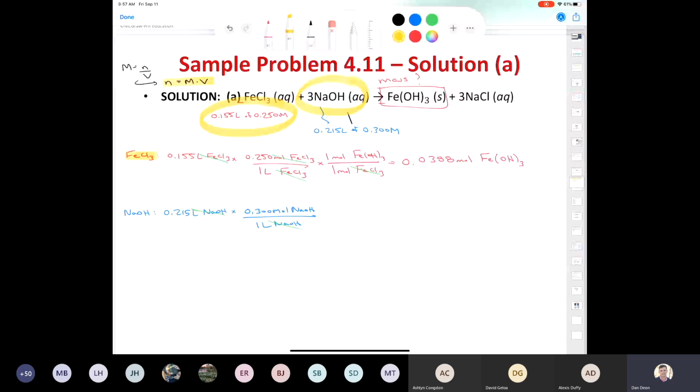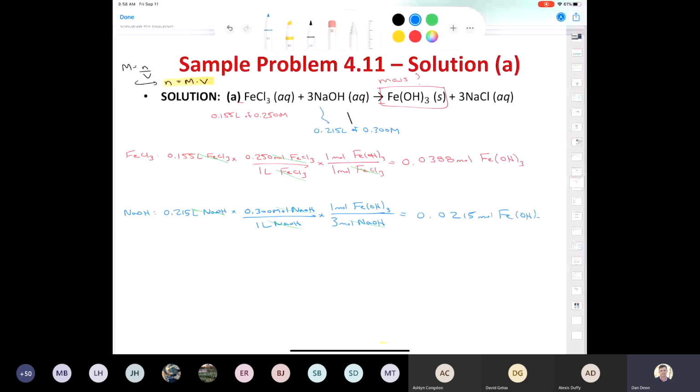So I know that for every 3 moles of sodium hydroxide, I produce 1 mole of iron 3 hydroxide from my balanced equation. Now I'm going to put that into my dimensional analysis. So 3 moles of sodium hydroxide, I end up producing 1 mole of iron 3 hydroxide, like that. Now, these units are going to cancel out, and I end up with the number of moles of iron 3 hydroxide as being 0.0215 moles of iron 3 hydroxide.